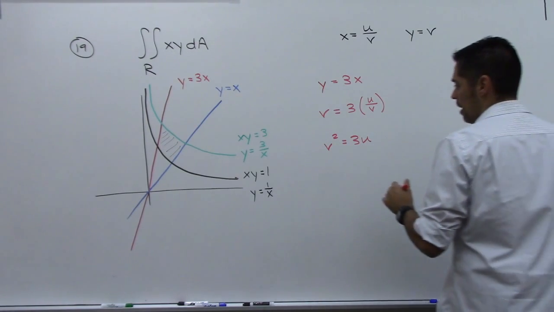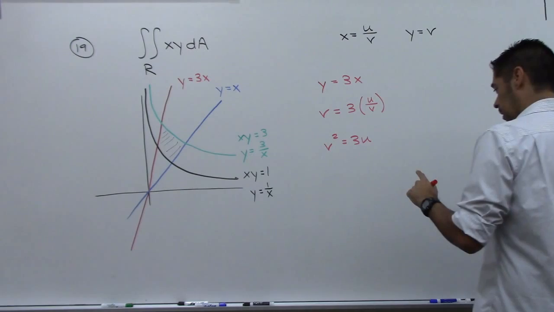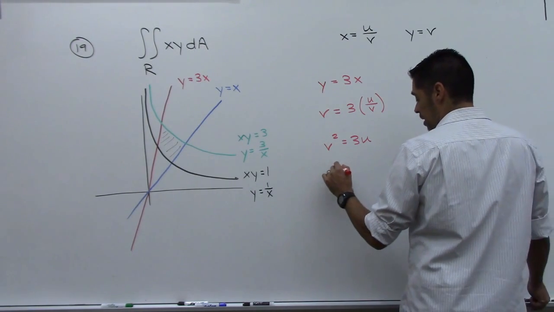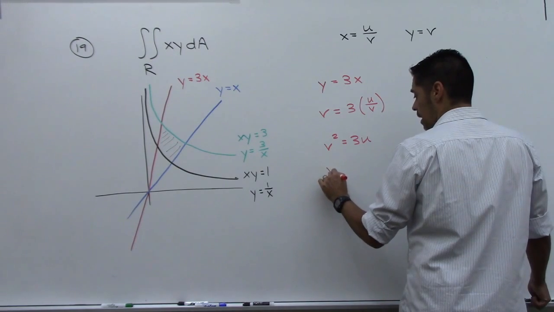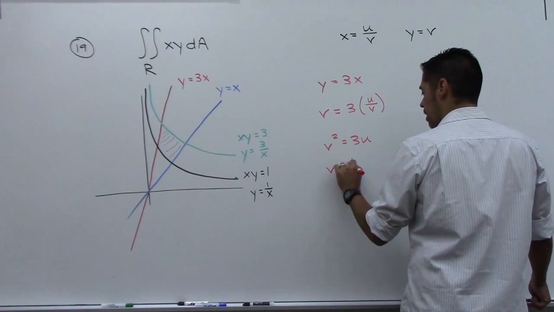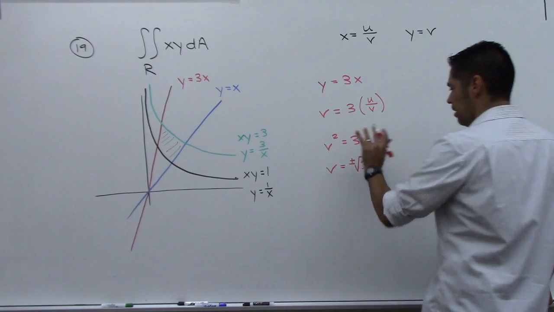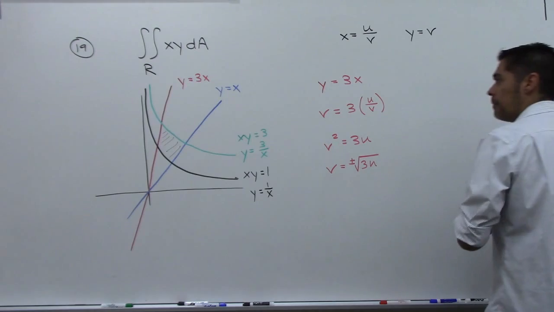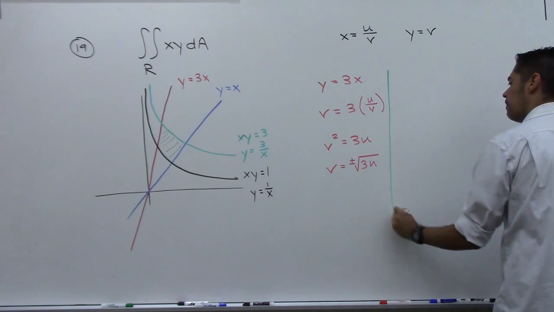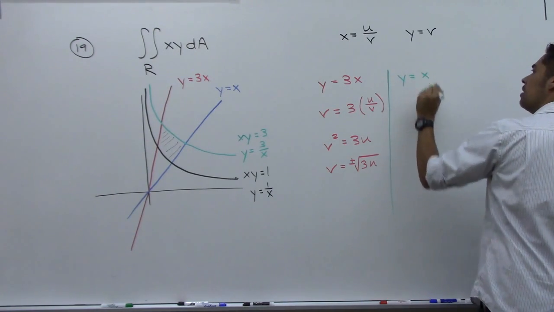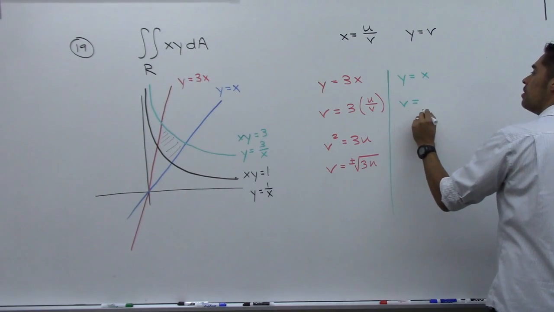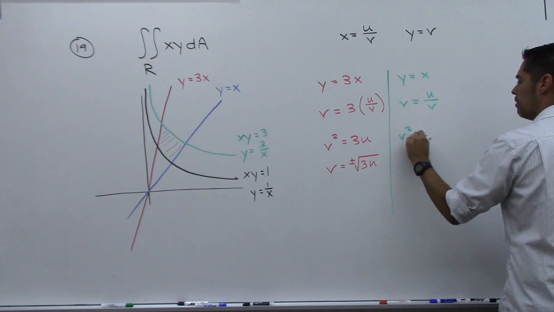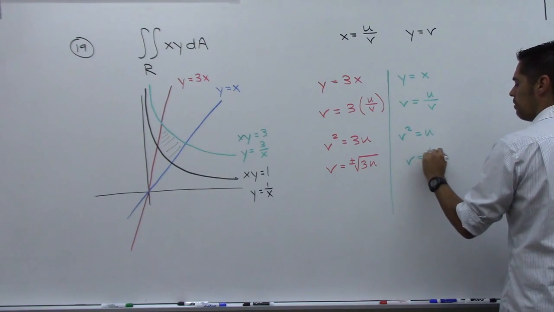Or you could say, how do we want to do this? We can have that u is a function of v or v is a function of u. I'm going to try and make v a function of u, so I'm going to do v equals plus or minus square root of 3u. I'll deal with that in a second, okay? Let's see what happens to y equals x. Y equals x turns into v equals u over v, and we're going to have the same story here. V squared equals u, so v equals plus or minus root u.